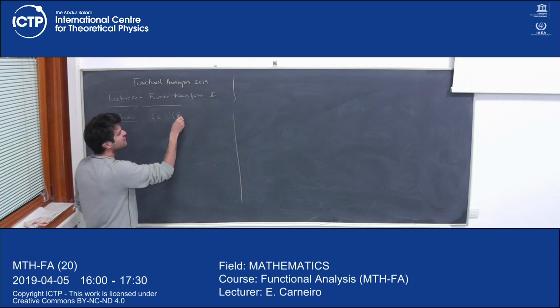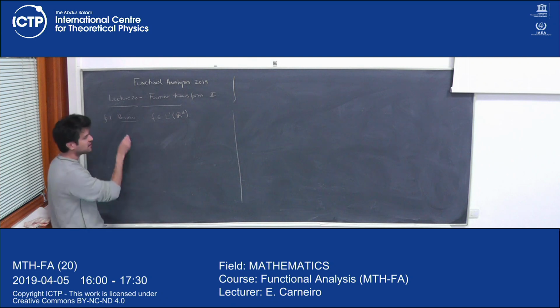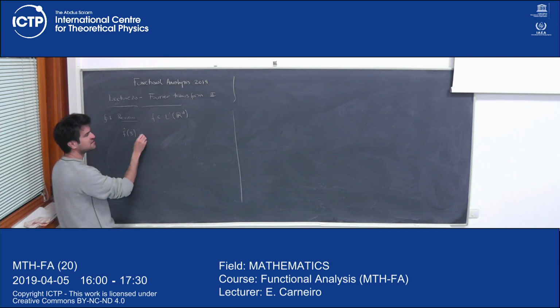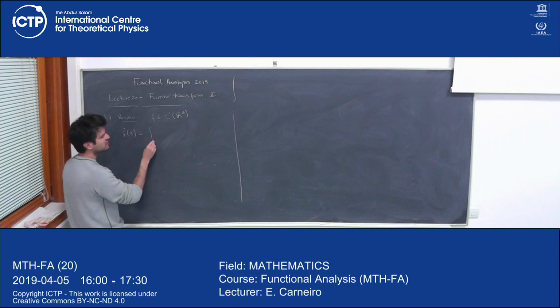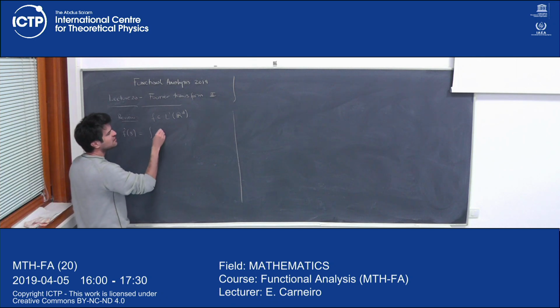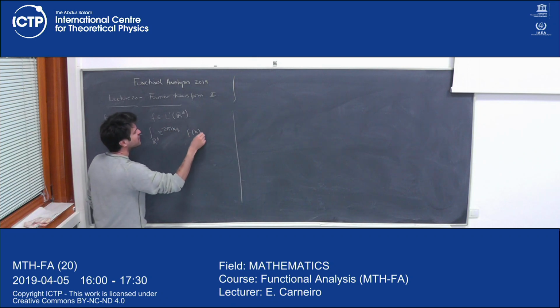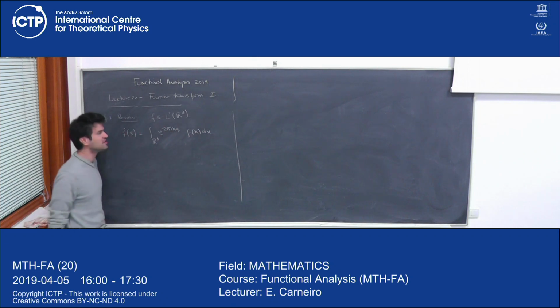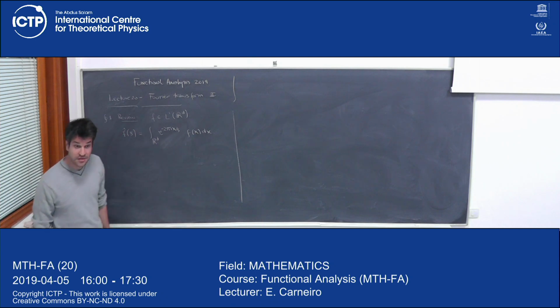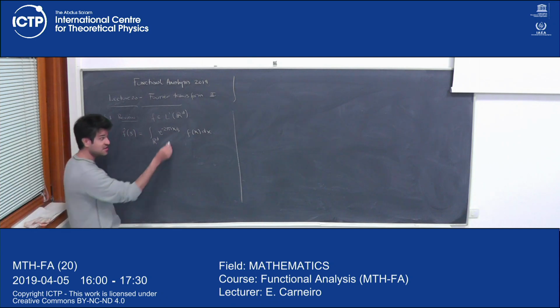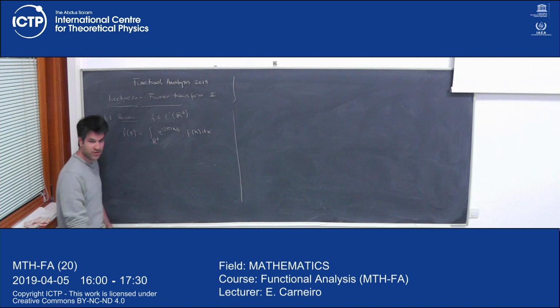So if I have an integrable function on R^d, the Fourier transform of this function, f hat of xi, a vector on R^d as well, is just the integral over R^d of e to the minus 2 pi i x dot xi, f of x dx. So here x is a vector in R^d, so is xi, and of course I mean the inner product. This is the basic definition.